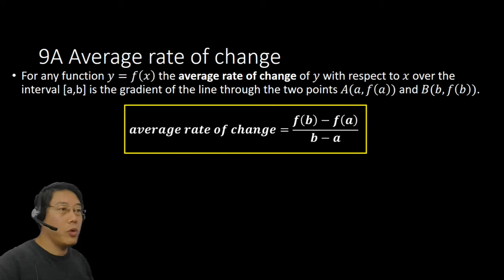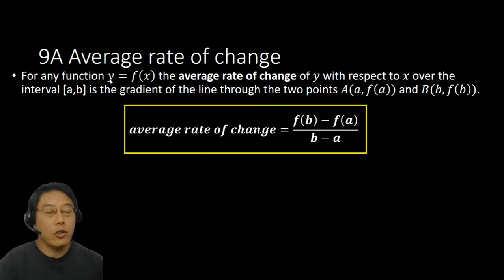Okay, we'll start first with the average rate of change. When you have a function that is defined, so you have your two variables y and x, you have a function which is in terms of x. The definition of the average rate of change for y with respect to x over the interval from a to b, so a is going to be less than b. They are going to be values on the x-axis, and it is defined as the gradient of the line through two points, a and b capital, and the y-coordinate is the function of that.